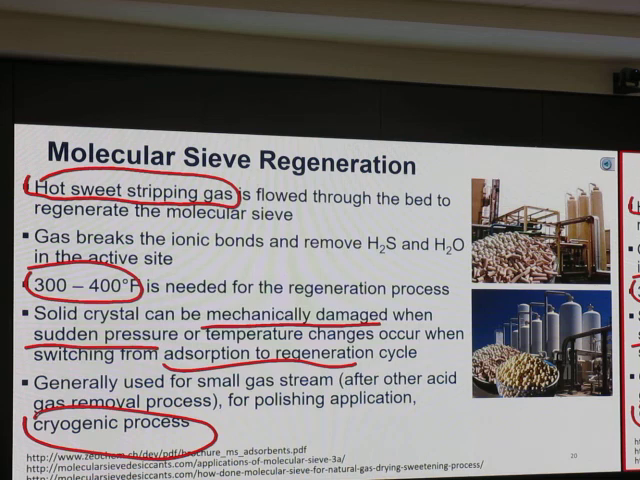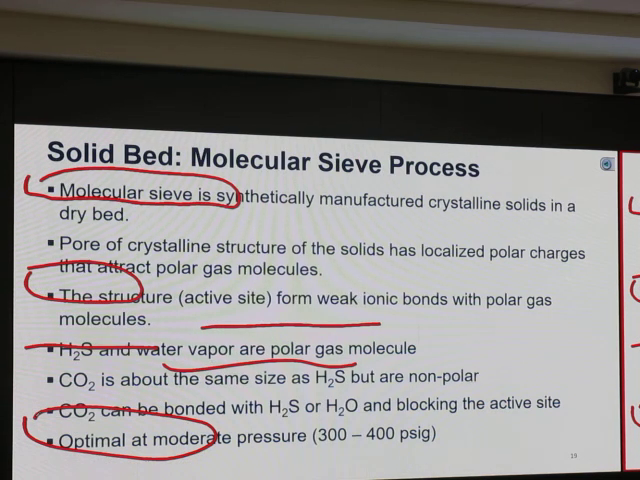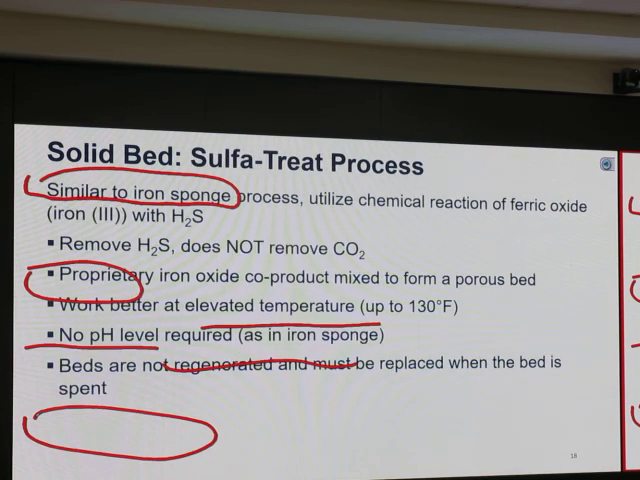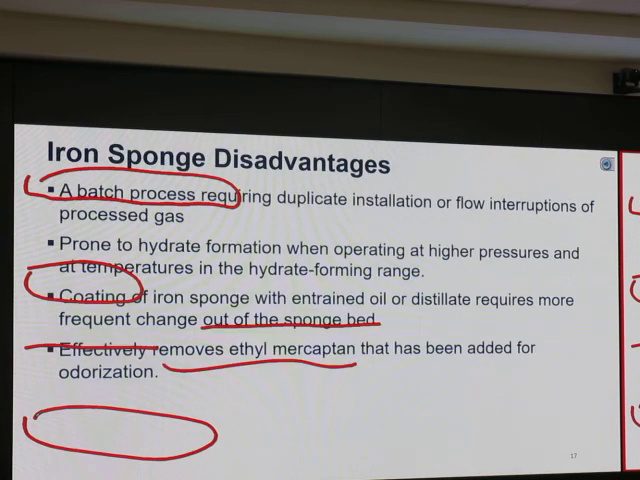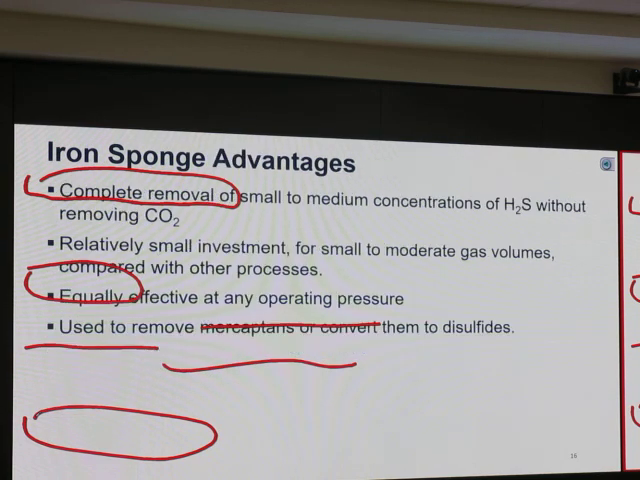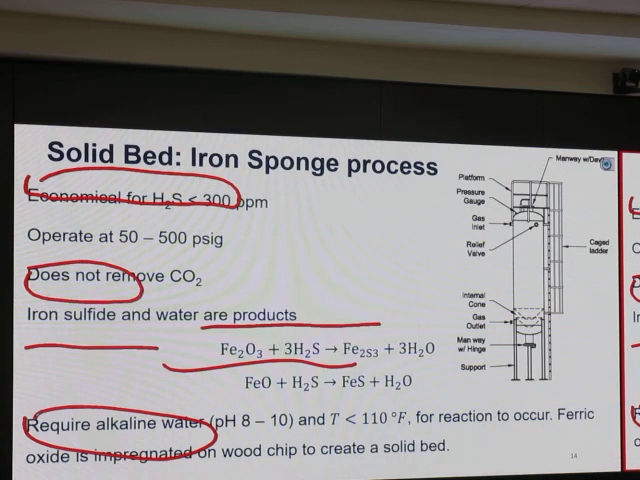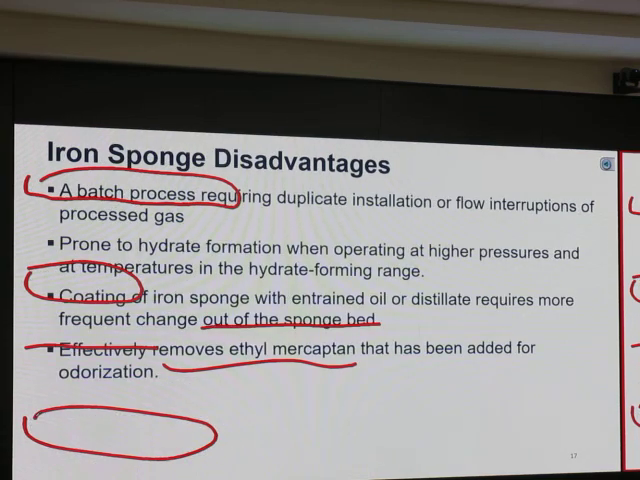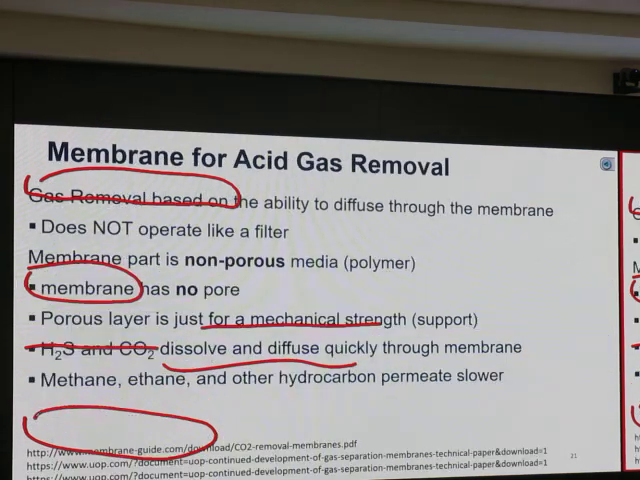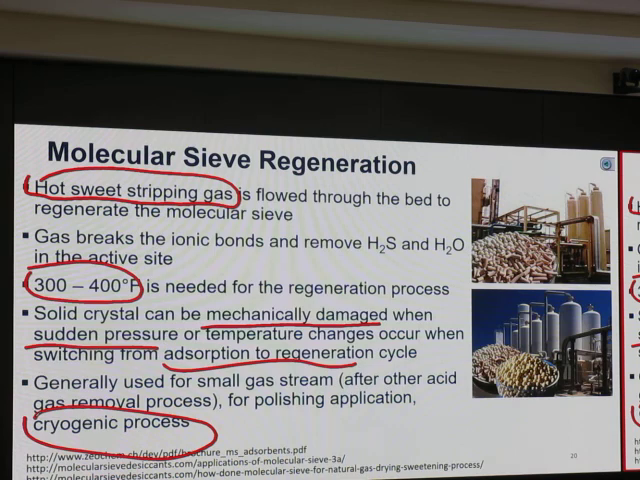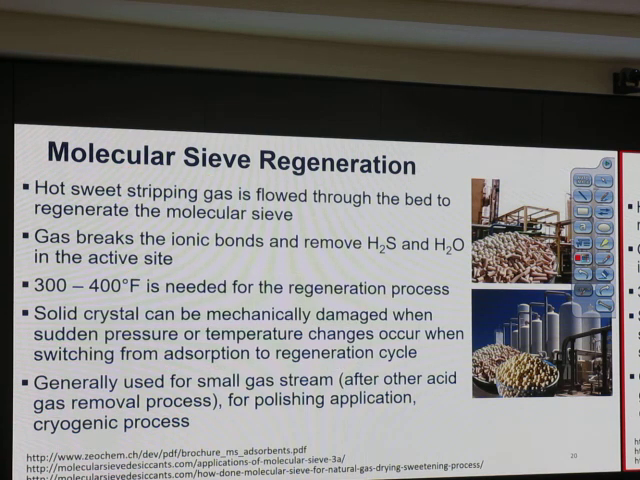So how many methods do we have for solid bed? Molecular sieve, solid bed; sulfur treat, solid bed; iron sponge, solid bed. Okay, we have 3. Those are the 3 solid beds that we cover in class. If I ask you, is molecular sieve the bed that we use to remove water? You said no, it's not molecular sieve.